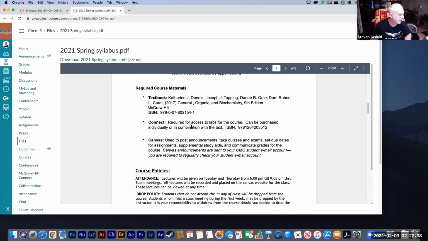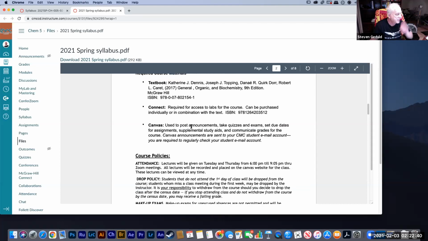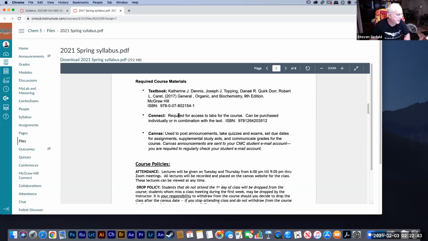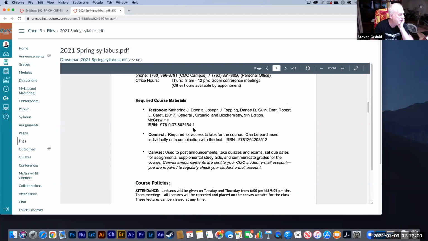The textbook is right there: General, Organic, and Biochemistry, Denison, and Connect. And that's all you need for the class. Okay. When you get Connect, make sure you go through Canvas. Don't just go to the McGraw-Hill site and get Connect. It has no idea what class to key it to. If you go through Canvas, the class is keyed in and it goes right into my class. So that's exactly how to do it.